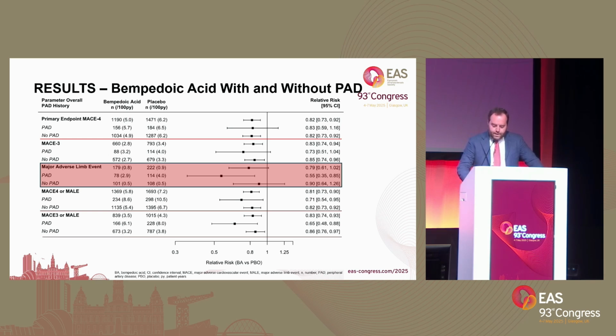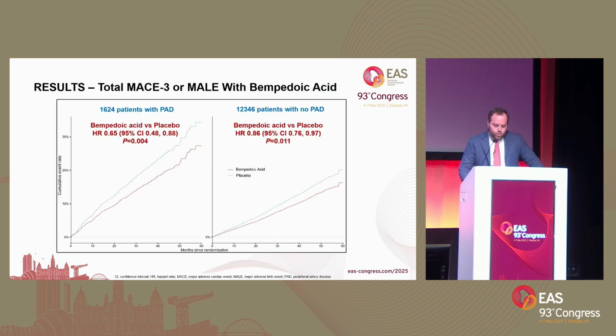with PAD. And I want to show you also the other outcomes, including also 3-point MACE, which means CV death, non-fatal MI, non-fatal stroke, and MALE. And also in patients with PAD, we saw on the left side a significant reduction in this other composite outcome of 35%, while in patients without history of PAD, of 14%. So we're also very consistent in patients without PAD.